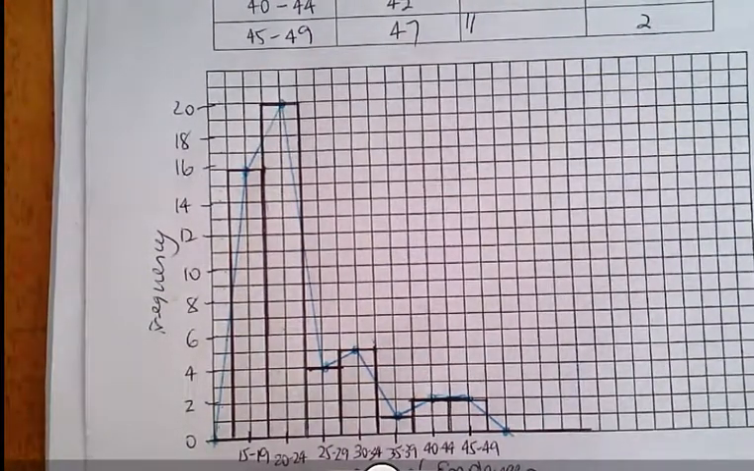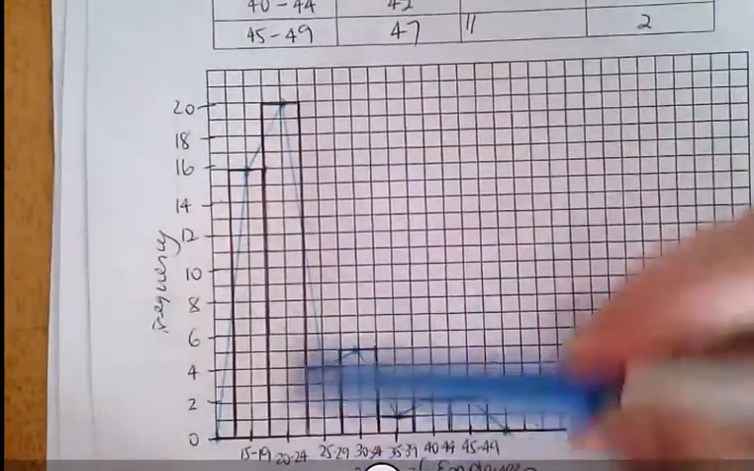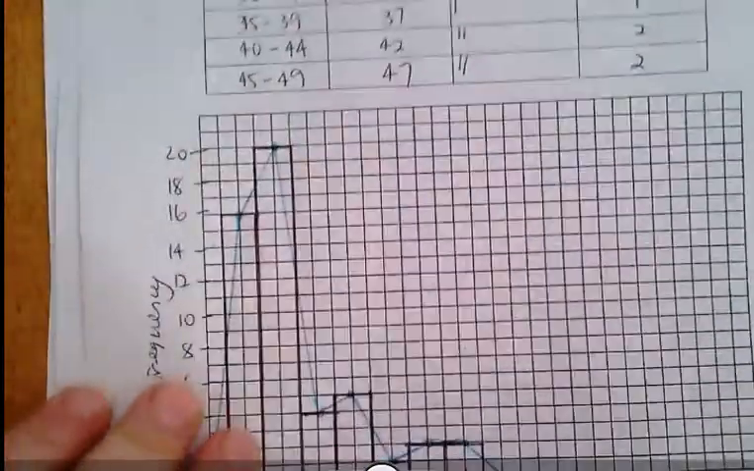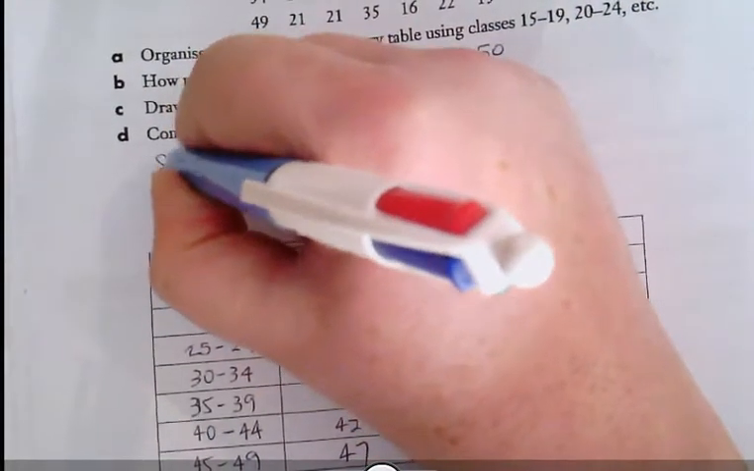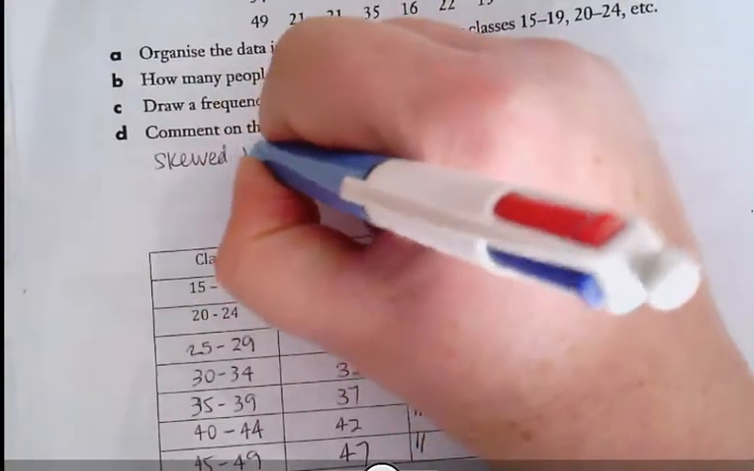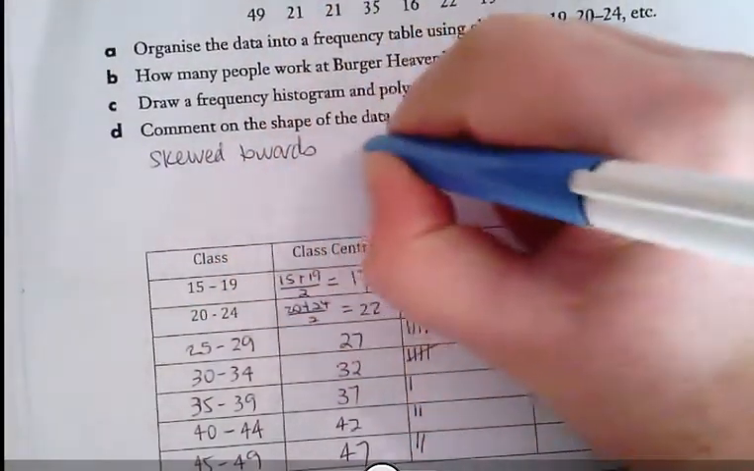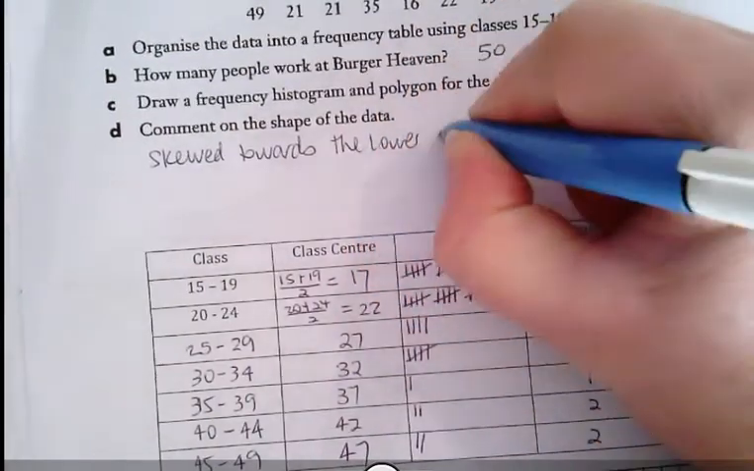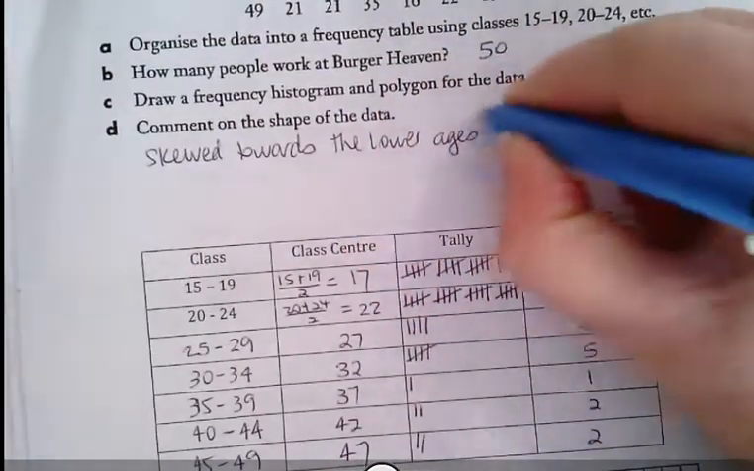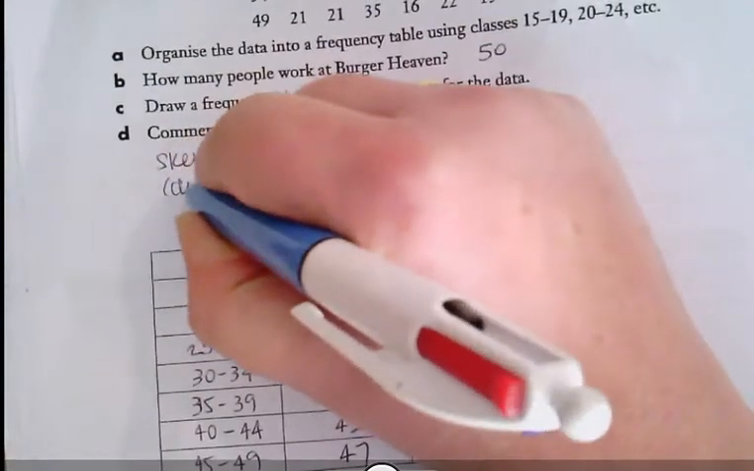And comment on the shape of the data. It does seem that our bigger columns here are at the beginning of the data, so it seems to be skewed, and we'll do more on this later, that it's skewed towards the lower ages, or it's clustered. You can even put that it's clustered.